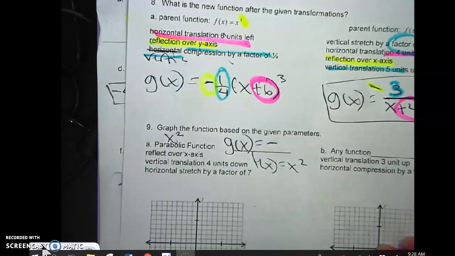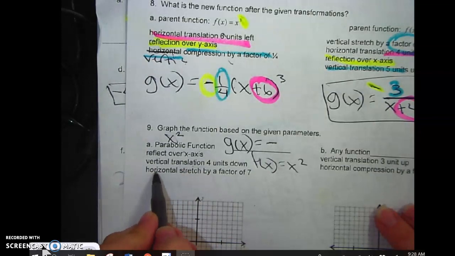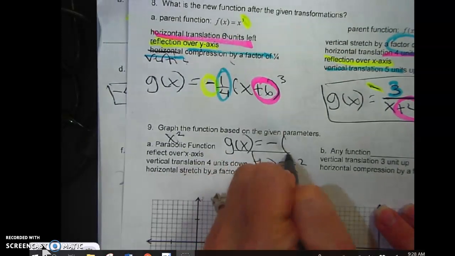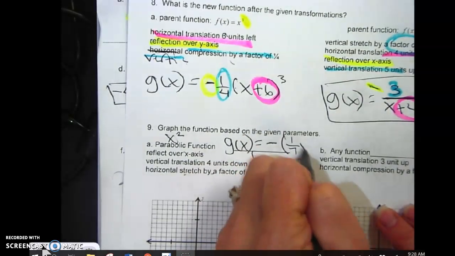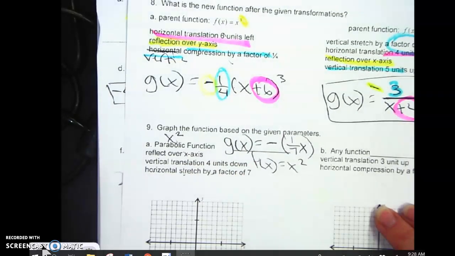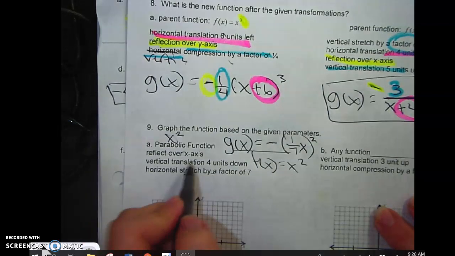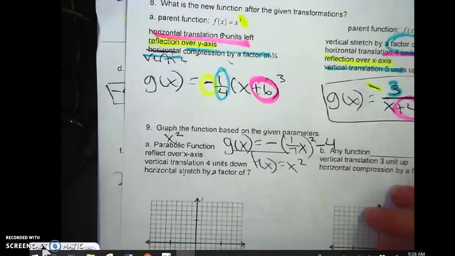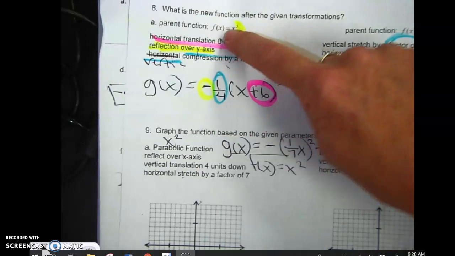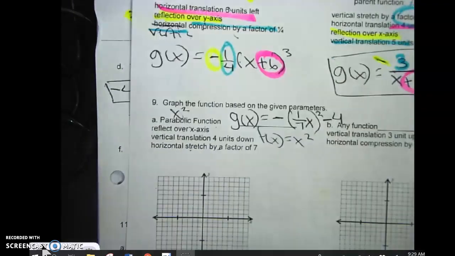Vertical translation, let's do this first, the horizontal. Horizontal stretch by a factor of 7 means it's going to be that squared. I know I didn't give you very much space, sorry about that. And then vertical translation 4 units down. So far this is just this problem. Now what they want you to do is graph it.